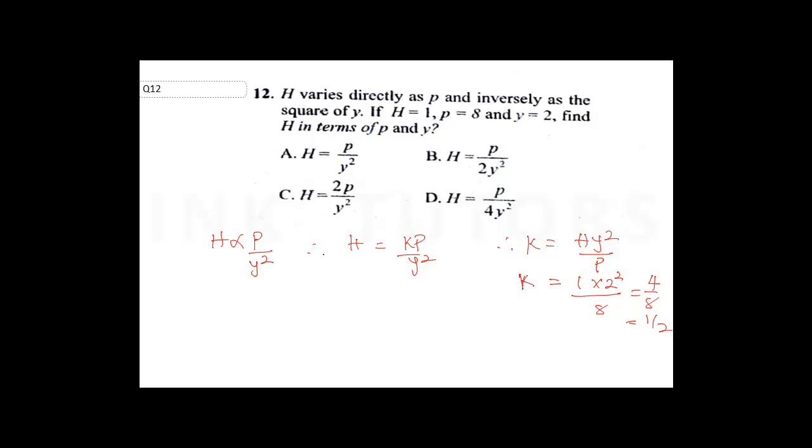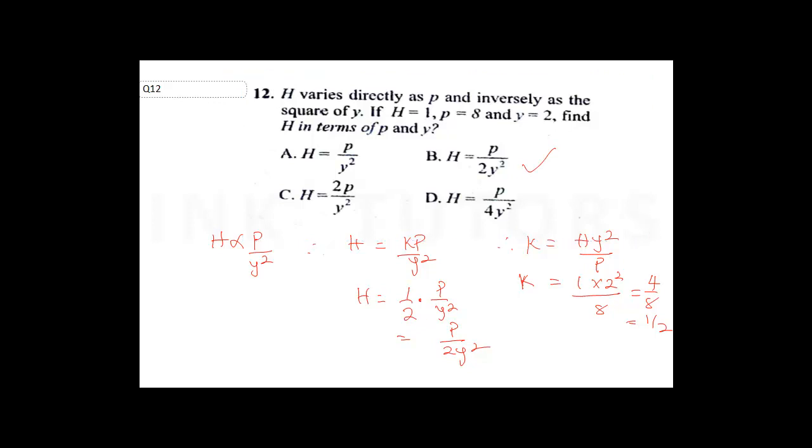Now it says find h in terms of p and y. So from here, h will be our k, which is half, times p over y squared. This will be equal to p over 2y squared. So as simple as that. So the correct answer is B.